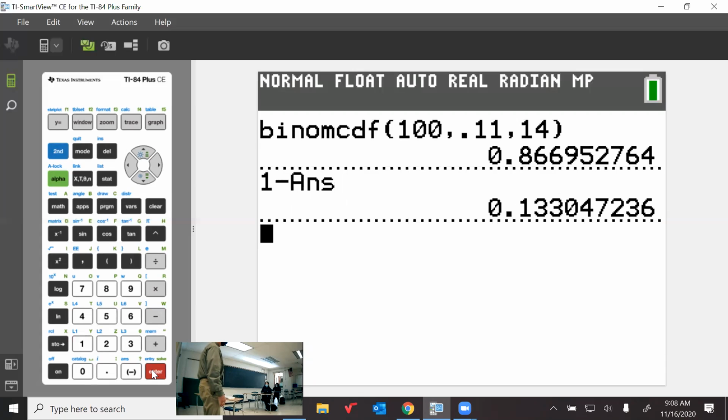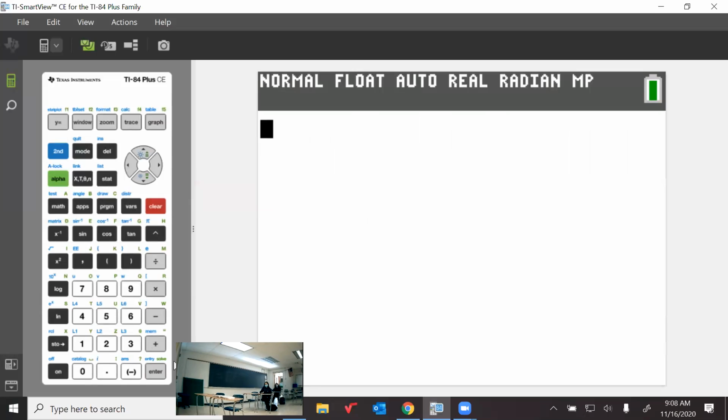Logical? All right, so we say that the likelihood that we get that many left-handed children in our sample is a little more than 13%, which is not statistically unlikely. And now let's deal with this from a normal distribution, which is continuous.